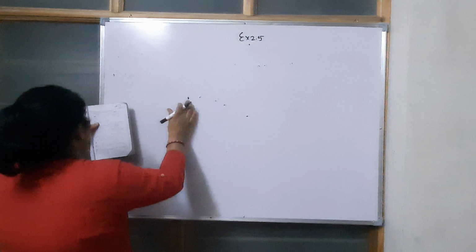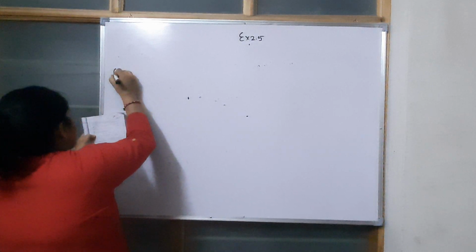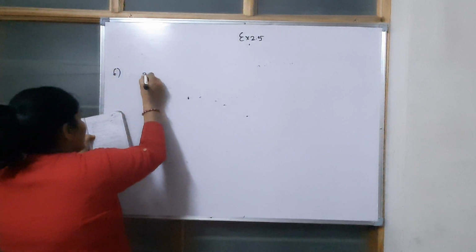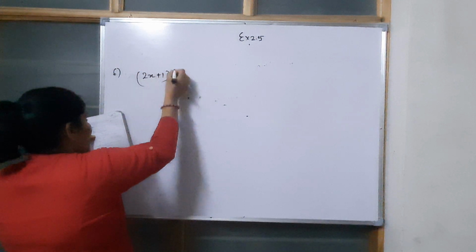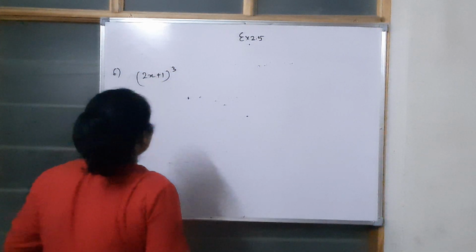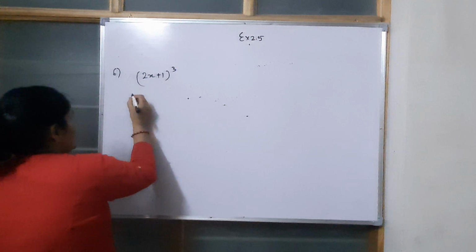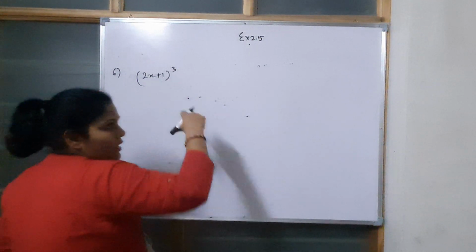Now just look here. Our next question is what? Question number 6, expand. We just need to expand it. So I hope you can identify which identity is this. Yes, this is a plus b whole cube. Expanded form. This is factorized form. Expanded form.